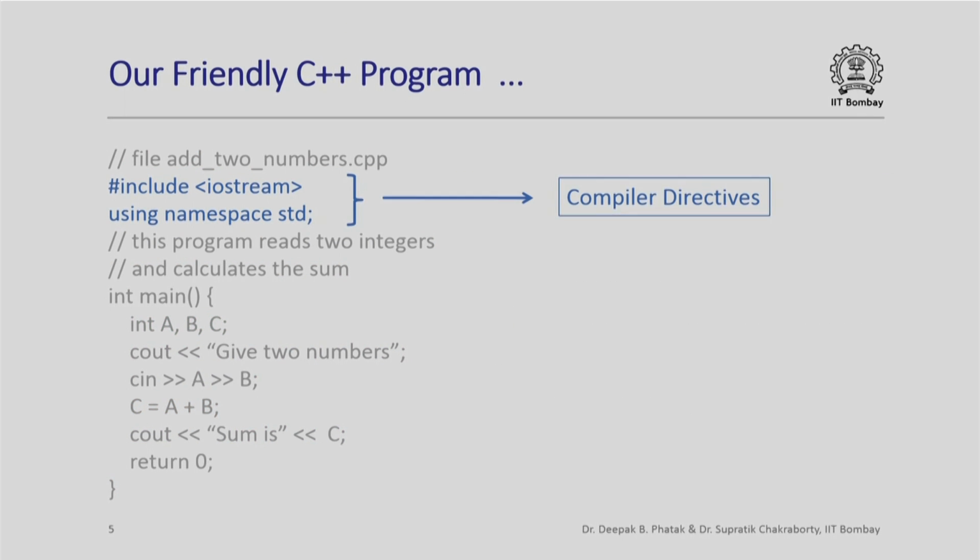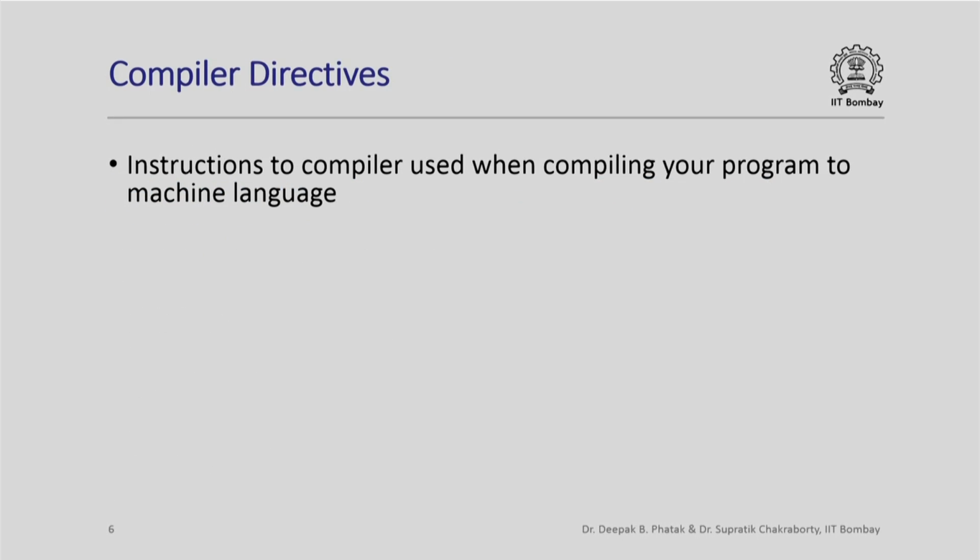So now let us look at our friendly program, and I have highlighted in blue two lines at the beginning of the program, hash include IOStream within angle brackets and using namespace std. These two lines are what are called compiler directives. What are compiler directives? These are instructions that are given to the compiler, which the compiler is going to use when it is compiling your program in C++ down to the language of the machine.